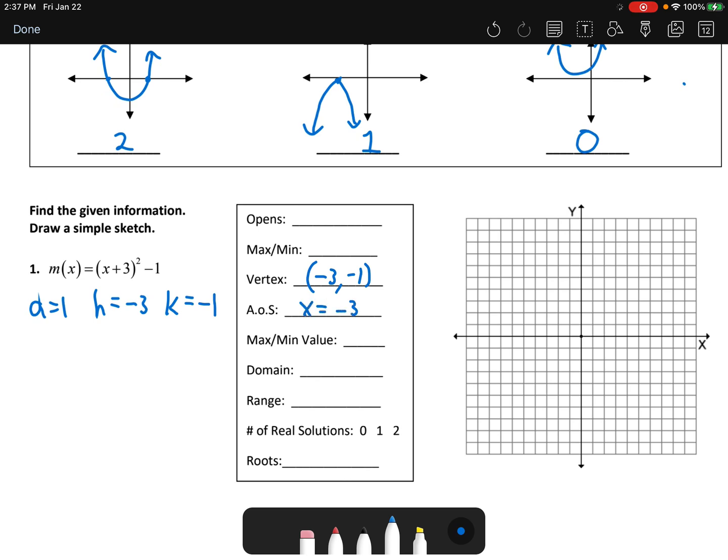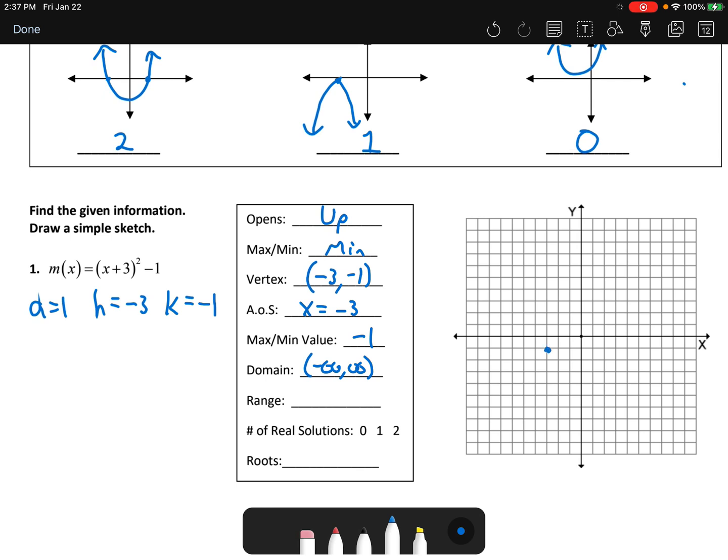The axis of symmetry is x equals h. The max/min value is negative 1. Holy cow, look at this. We're just rolling through it. Domain is negative infinity to infinity. So it opens up, since a is 1, so it has a minimum. Now we better graph it to see what everything looks like.